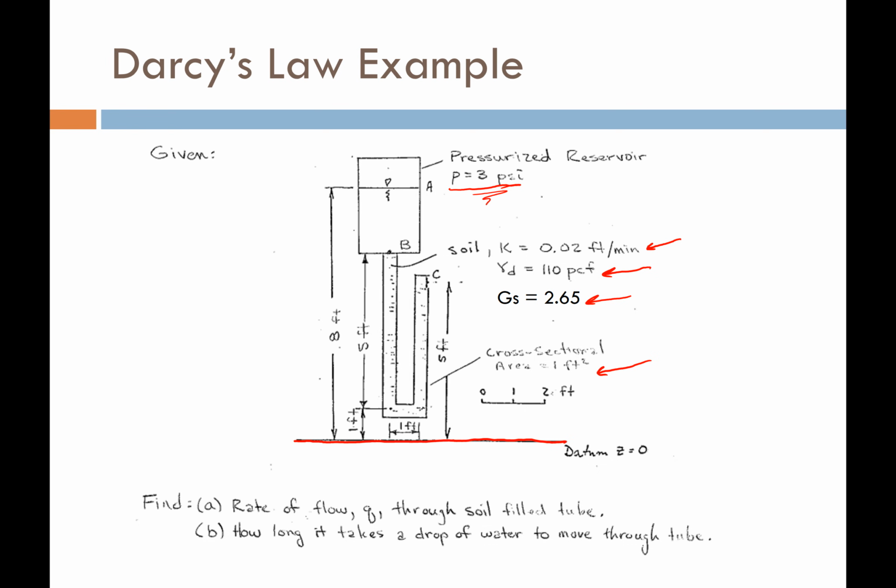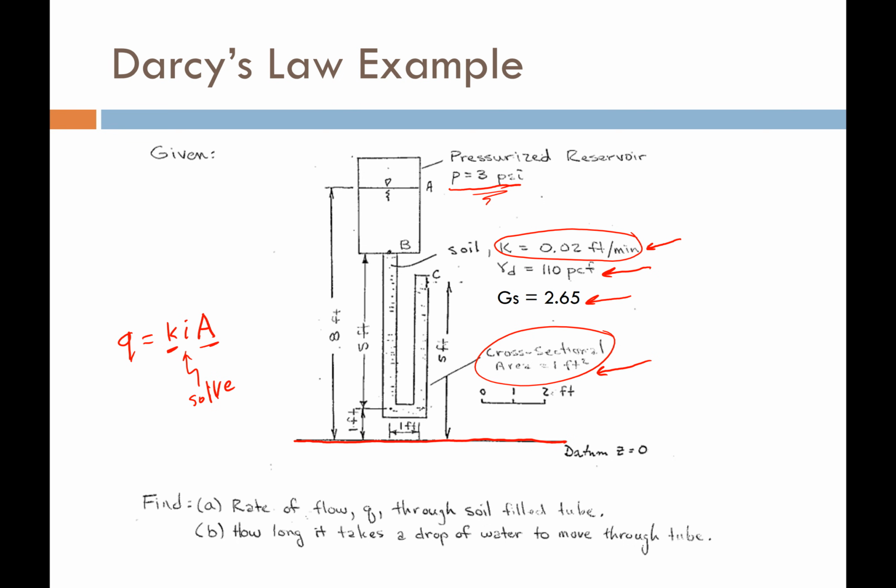Now, what we're going to do is solve for the rate of flow, Q, through this soil-filled tube. In other words, we want to use this equation to solve for the flow through the pipe. Okay, A has been given to us. That's this guy. And K has been given to us. That's this guy. But we need to solve for hydraulic gradient in order to get Q. So that's the trick to getting part A.